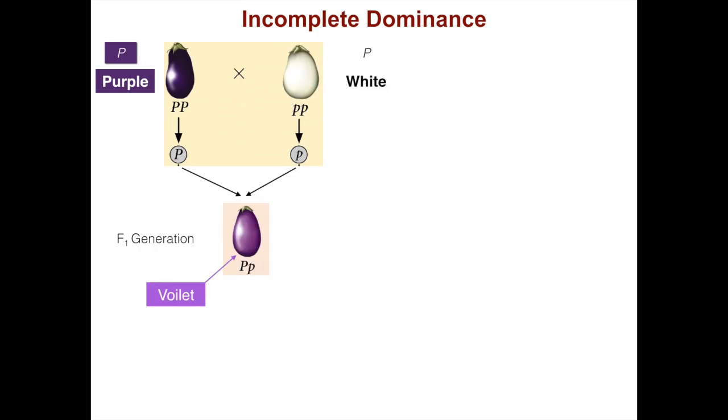Alleles of the same gene do not always interact in this way. You can have incomplete dominance. The eggplant here is an example of this. So you have a purple eggplant and a white eggplant. The purple eggplant carries 2 copies of the purple allele, and the white eggplant is homozygous for the white allele of the same gene. If you cross these, in the F1 generation you get something in between. You get a violet eggplant.